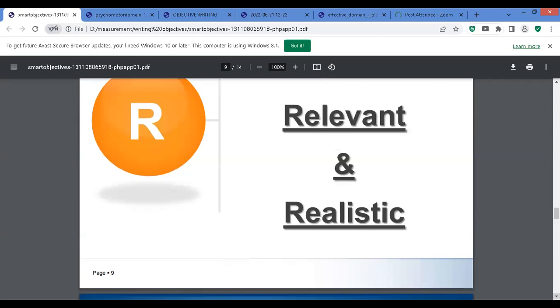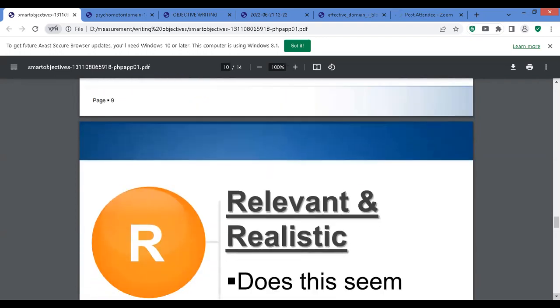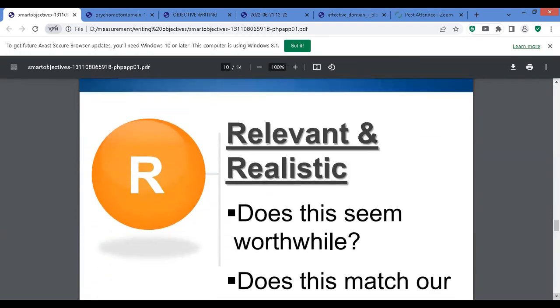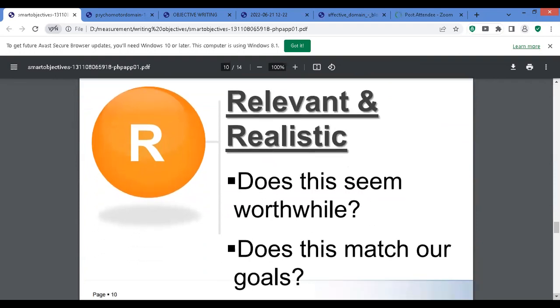Relevant and realistic. So we discussed both words, right? Relevant and realistic. The relevant comes first, right? So ask, does this seem worthwhile? Is it up to the level, lower than the level, or beyond the level? If it is lower than the level also, it is not realistic, and it is not relevant, of course. Does this match our goals?